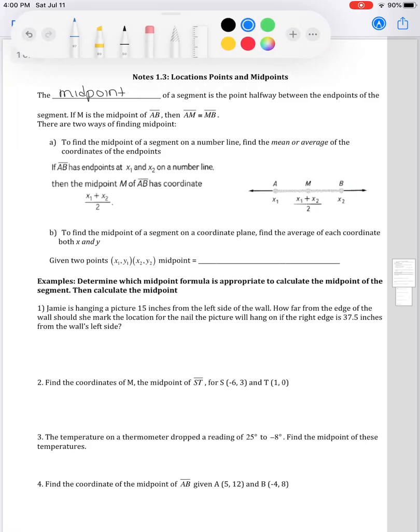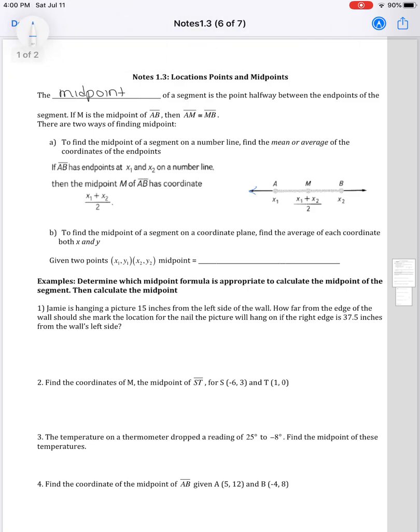So there's two ways of finding midpoint. Again, speaking to what it said before, you have segment AB, from A to B, and if you know M is the midpoint, then it means that this is congruent to this because it splits it directly in half.